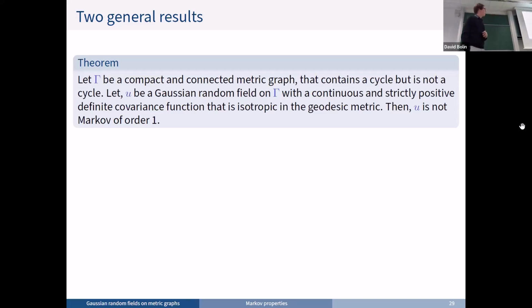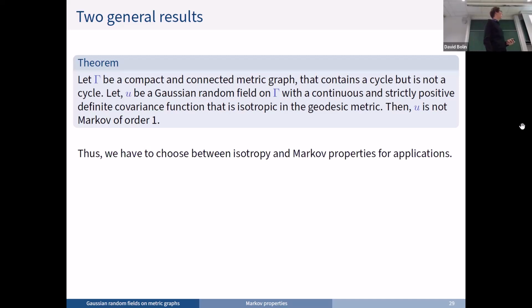So just briefly, two more general results about this Markov property that I find a bit interesting. The first one that we realized when we were dealing with this is essentially, what this theorem is telling you is that if you have a graph, a domain, that contains a cycle, so that you have some vertex where you have a way of going along the network and ending up in the same vertex again, but it's not only a cycle, so it's not just a circle, in this case, there is no Gaussian process that is Markov and isotropic, which is a very interesting result, I think. So this means that in practice, you have to choose between Markovianity or isotropy.